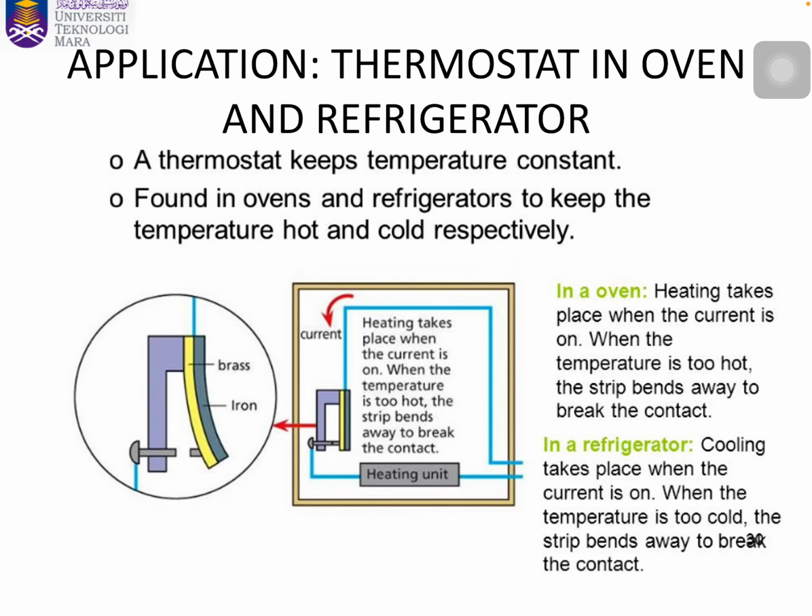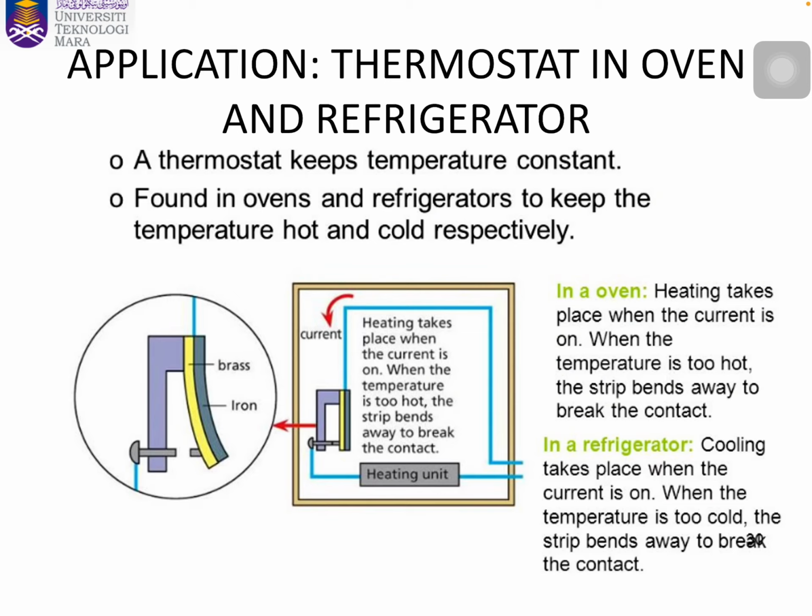Next, application: thermostat in oven and refrigerator. A thermostat keeps temperature constant, found in ovens and refrigerators to keep the temperature hot and cold respectively. For example, in an oven, heating takes place when the current is on. When the temperature is too hot, the strip bends away to break the contact. This is when in an oven.